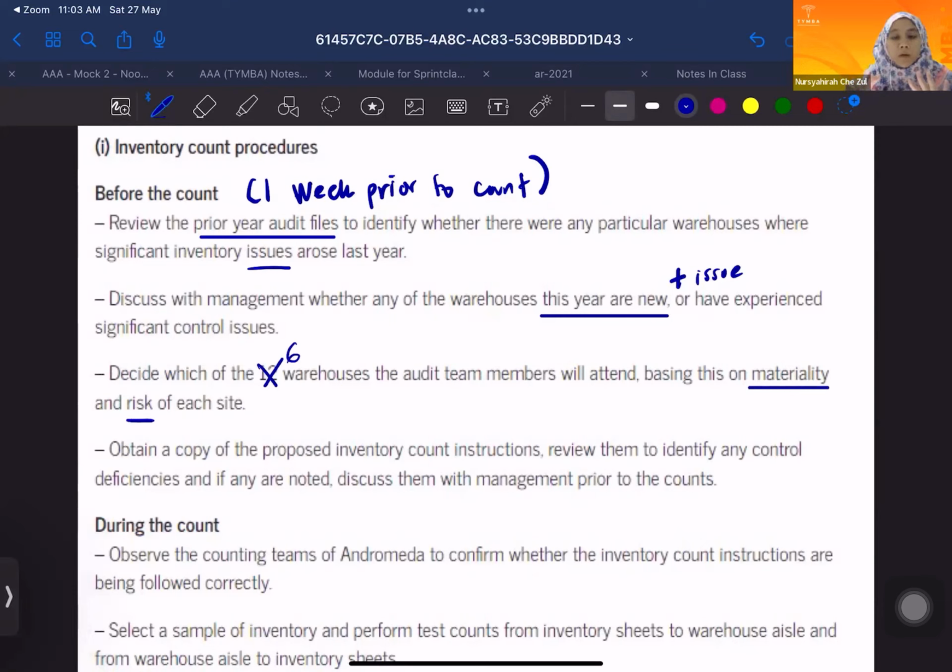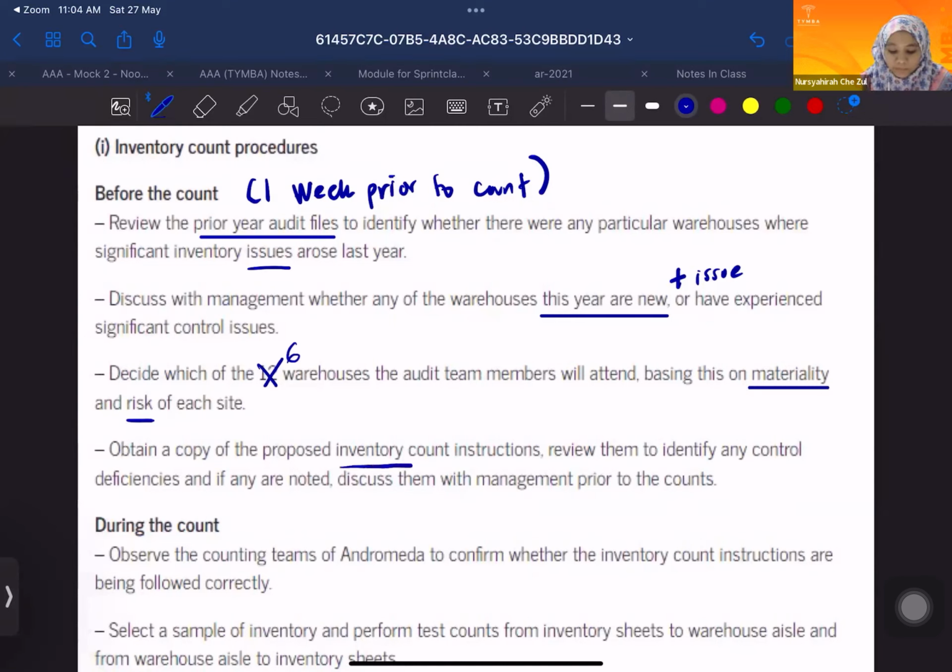So out of six, maybe you want to consider the biggest three warehouse or biggest two warehouse and then one risky warehouse. Perhaps those warehouse where, when you read the previous year working paper, you know that there's a lot of issues. So you might want to attend those warehouse.